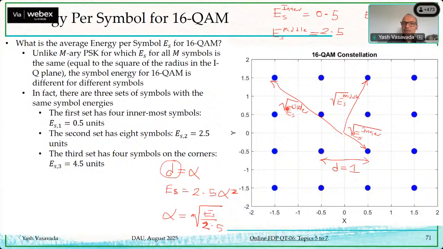I'll label them 1, 2, 3, 4, 5, 6, 7, 8. No, not 10, sorry, 8. So these 8 points, 2 here, 2 here, 2 here, and 2 here. They also are along another circle, which is at a radius of square root of Es middle. And then the 4 points on the outer have the largest energy, 1, 2, 3, and 4.